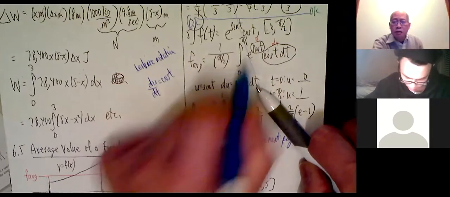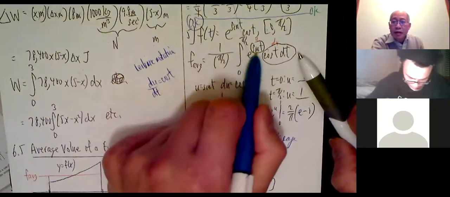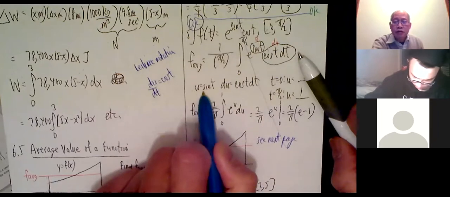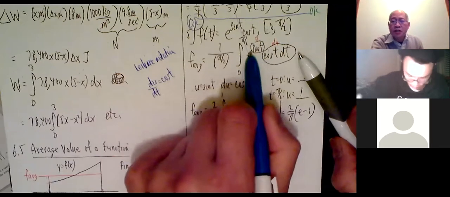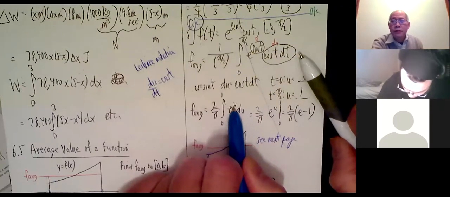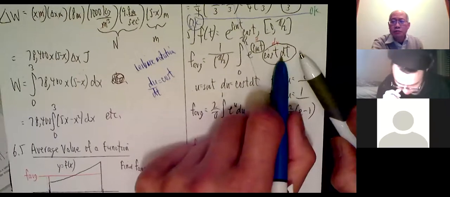And now I substitute. So I got these circled here. The next step, I will replace sine t with u, because u equals sine t. So instead of e to the sine of t, I'll have e to the u. And instead of cosine t dt, I'll just have du.